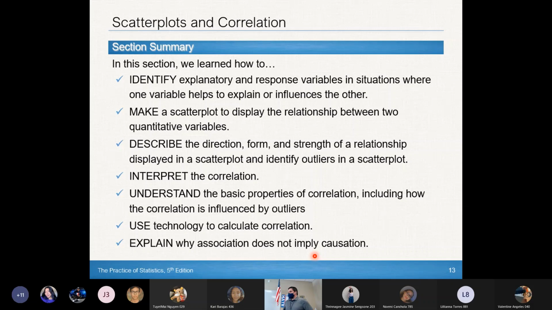So just because there's an association does not mean that we found causation. That's a whole other ballgame. We're only talking about association here. Do not say that one causes the other. We don't have the information for that yet.